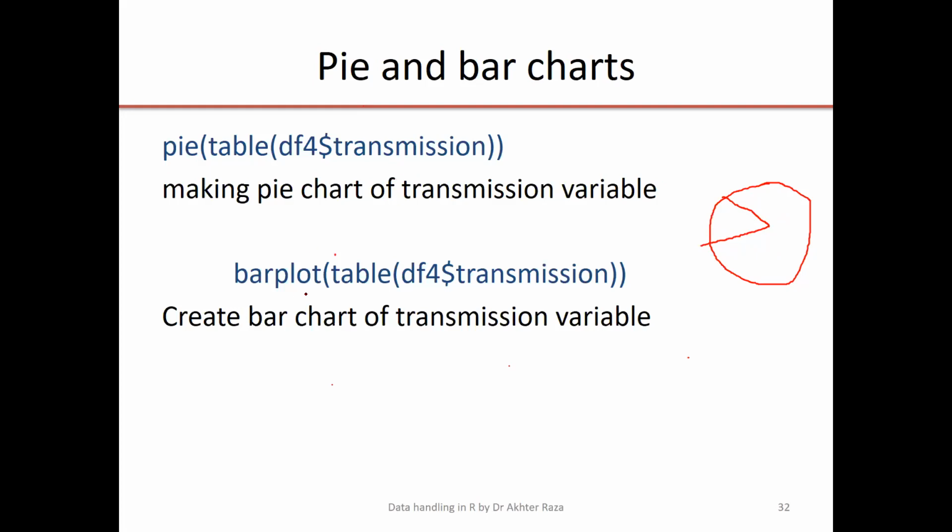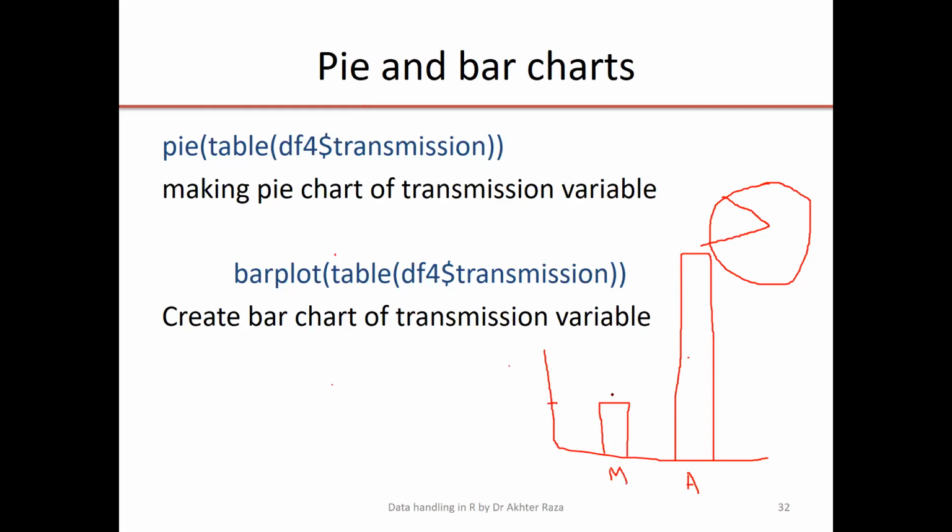If you want to make the bar plot of the same data, the bar plot will be like this. The manual cars and automatic cars. So you can see again here transmission. With the transmission, we have automatic cars A and we have manual cars M. The manual cars are very small in number. So this is called a pie chart. This is called a bar chart.